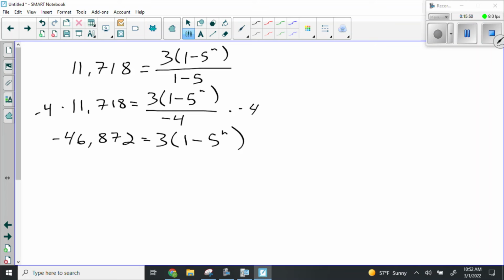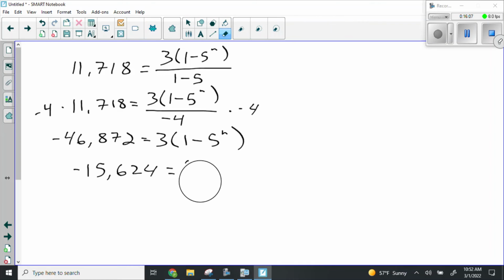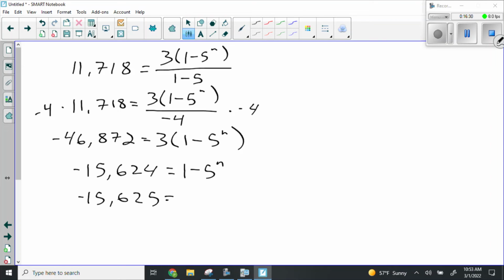We're going to have to divide both sides by 3 to get rid of that 3. And I get 15,624. That is what negative 46,872 divided by 3 is. And then I don't need these parentheses anymore because the 3 is gone. Now we are going to have to subtract 1 from both sides. So subtracting 1 from this negative number is going to make it more negative.